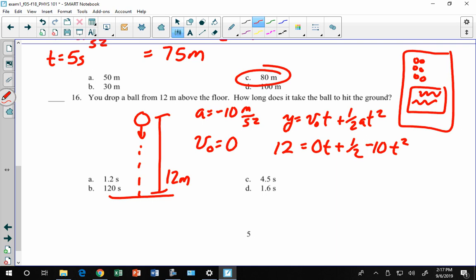Now, this goes away, and I get 12 equals negative 5t squared, and so t is equal to the square root of 12 over negative 5. I have a problem, right? What's my problem? I can't take the square root of a negative number. What did I do wrong?